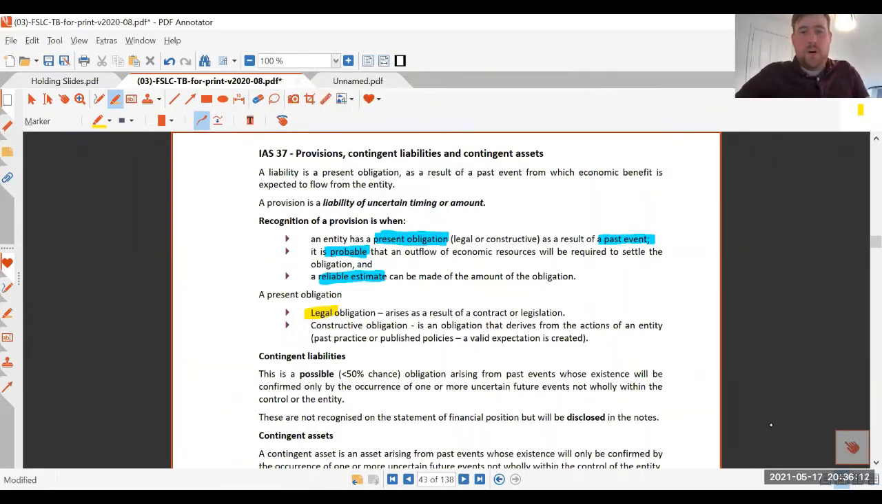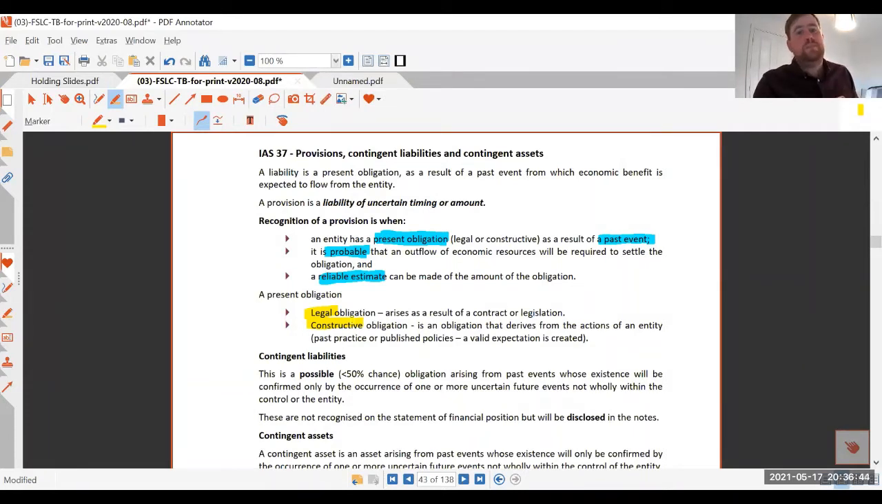The other thing you've got that is sometimes a bit harder to interpret is the idea of a constructive obligation. Generally, the two examples they give you here are perfect, really. It's either past practice, something we've always done, so people would be fairly justified in thinking that you would carry on doing it. There's been nothing to the contrary to say that you're going to stop doing it. So you could classify that as a constructive obligation.